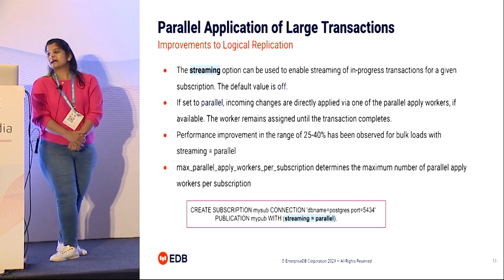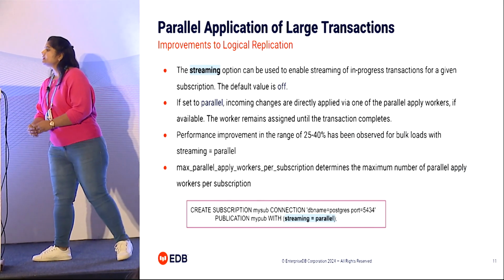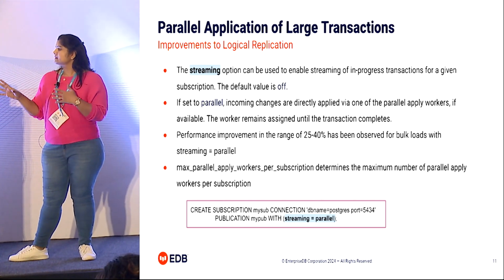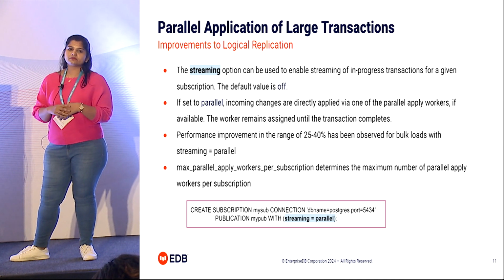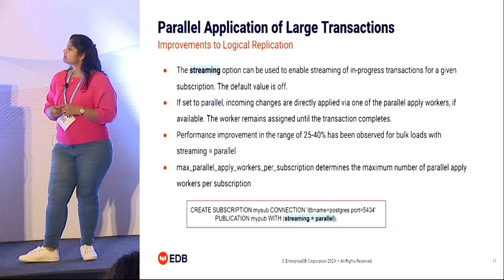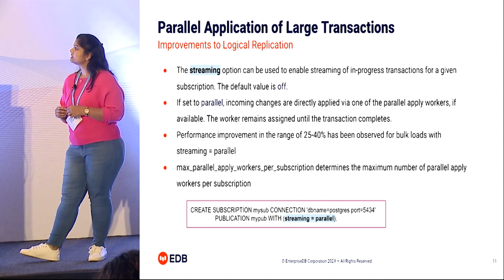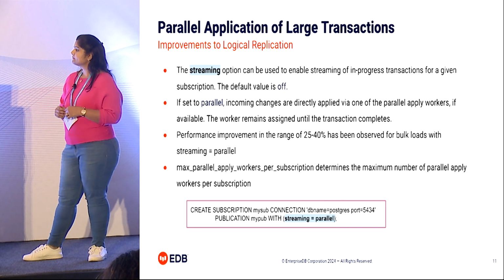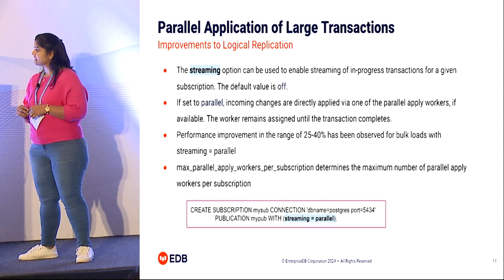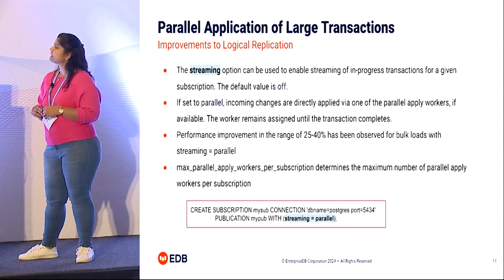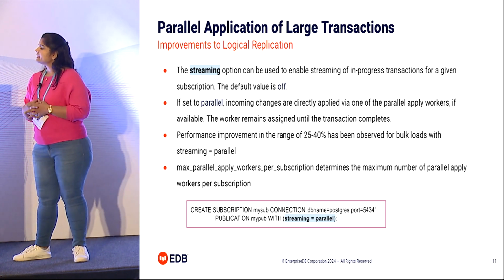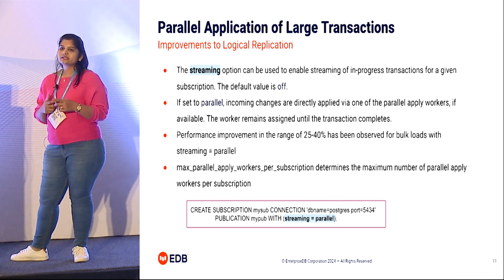Next improvement is parallel application of large transactions. In earlier versions, only when the transaction was committed was it transferred to the replica. But here we have an option called streaming. This option will enable the streaming of in-progress transactions for the given subscription. By default, this is not enabled. And if you set this option to parallel, then the changes are directly applied via one of the parallel apply workers, and this worker remains assigned until the transaction is committed.